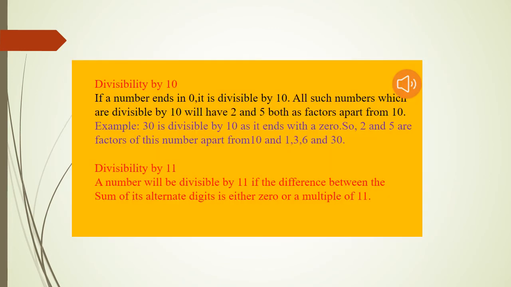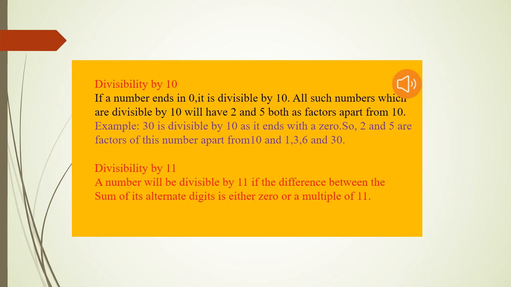Now we will learn the divisibility by 10. If a number ends in 0, it is divisible by 10. All such numbers which are divisible by 10 will have 2 and 5 both as factors apart from 10. Example, 30 is divisible by 10 as it ends with a 0. So, 2 and 5 are factors of this number apart from 10 and 1, 3, 6 and 30.